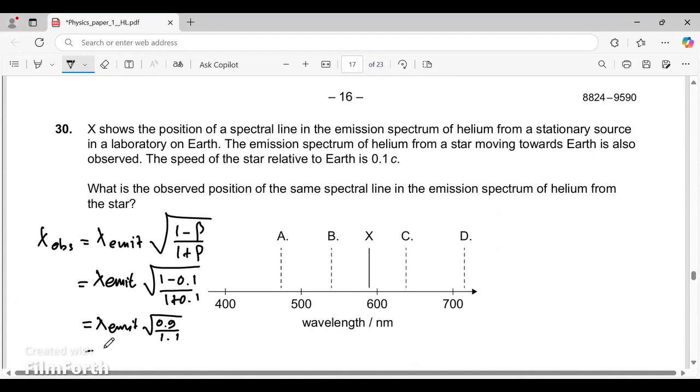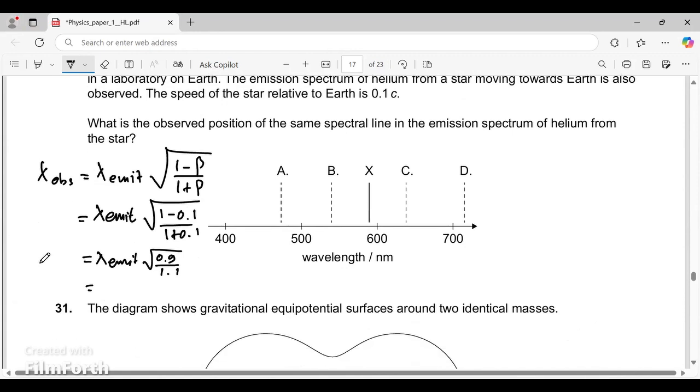And if you calculate this, scroll down first, it is lambda emitted times 0.9045. So the observed wavelength is blue shifted. So it will be between 500 and 600. So the answer is B.